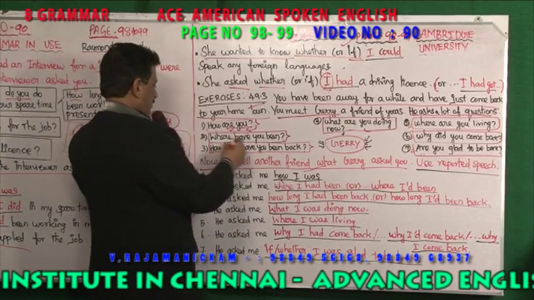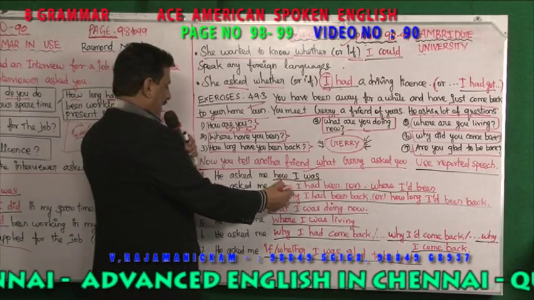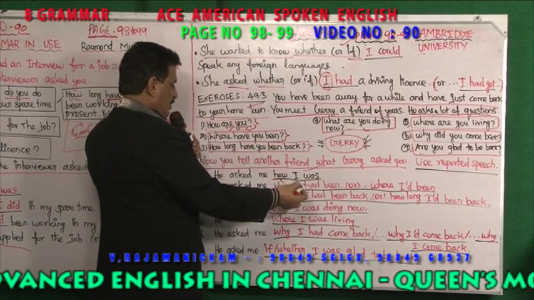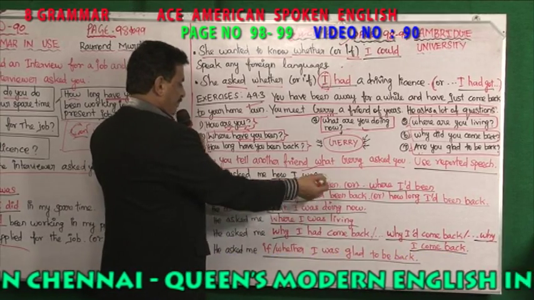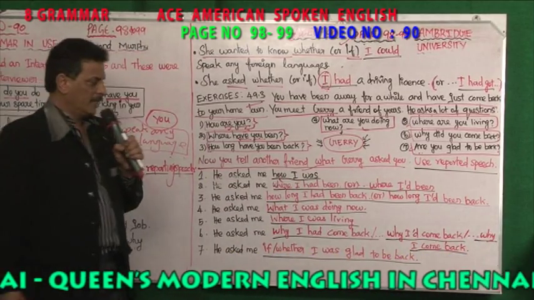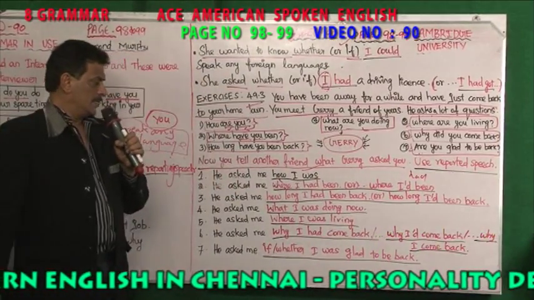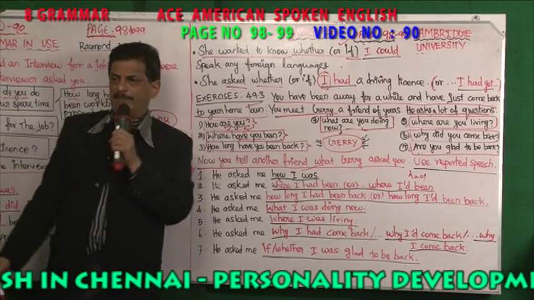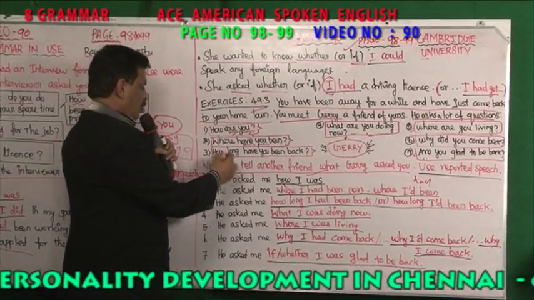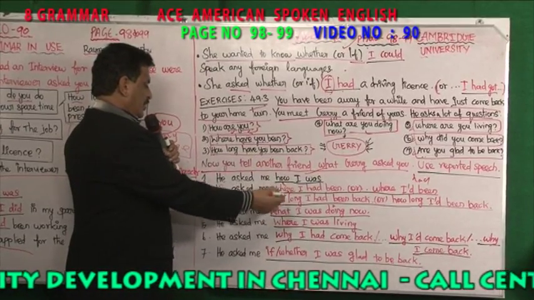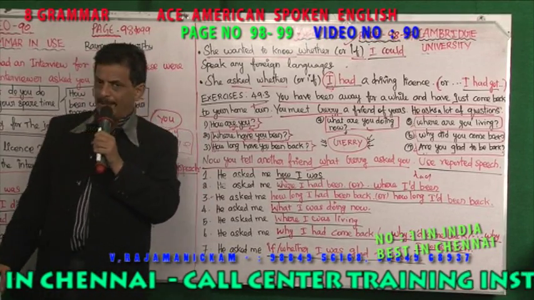He asked me, number two, where have you been? Where have you changes into? He asked me, where have you been changes into? Here the pronoun is here, the auxiliary verb is here. Where I had been, or where I'd been. Apostrophe d means had, where I had been. Able to understand? So third question, how long have you been back? How long are you in Chennai? How long have you been back? He asked me how long. Have you changes into? I had been back. How long I had been back.